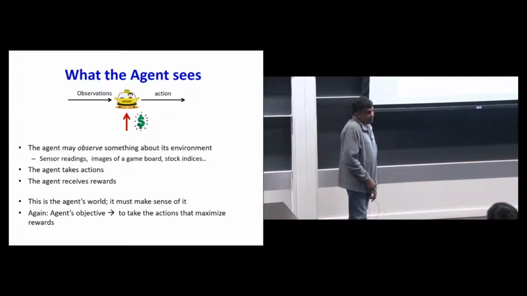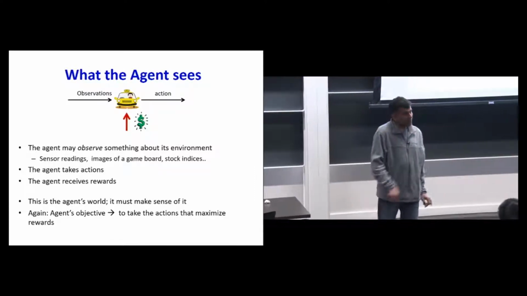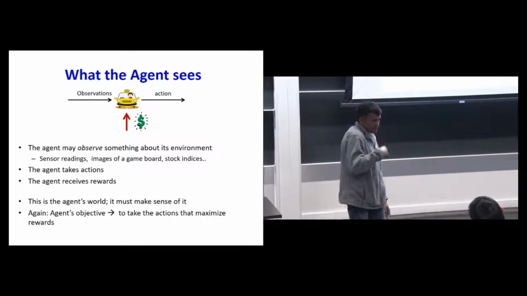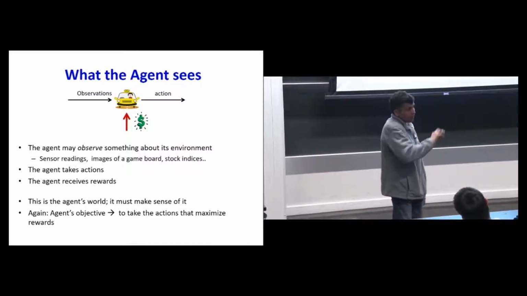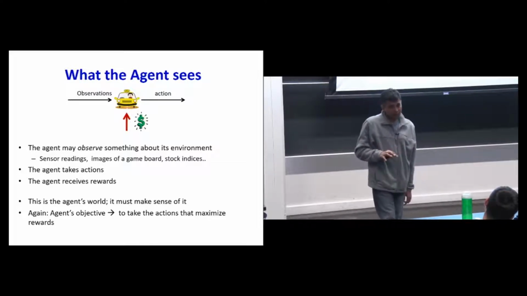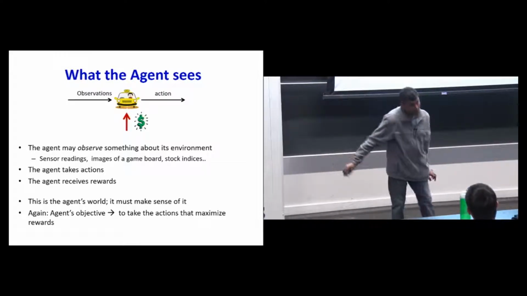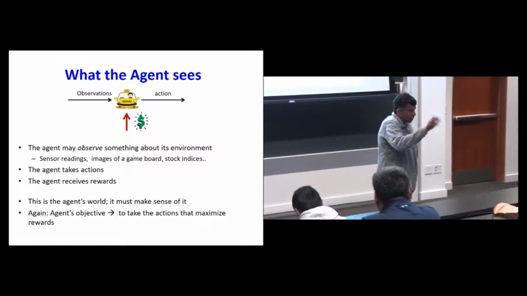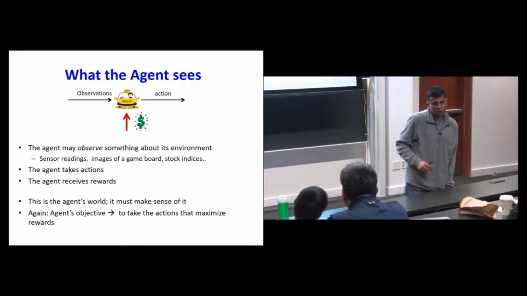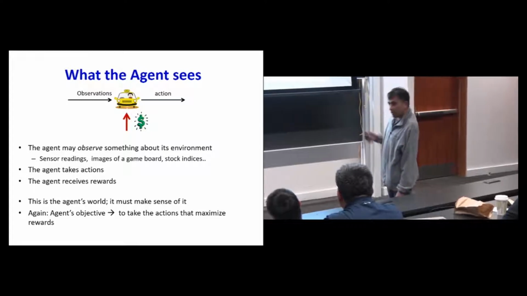The agent, on the other hand, sees something about the environment: sensor readings, what you see, market readings. There's a lot more going on in the environment, but the agent only gets to see some of this. You cannot really know every detail of what's happening in the stock market. You can only see something about the stock indices and your stock prices. You can see a little bit of the road around you.